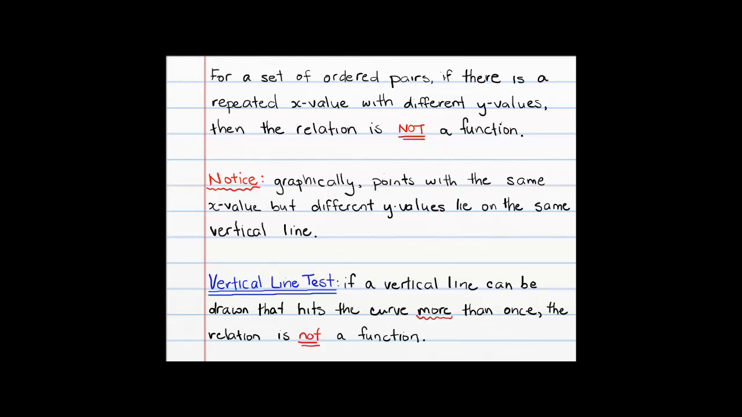That means that we can use what's called a vertical line test. If a vertical line can be drawn that hits a curve more than once, that relation would automatically not be a function. So we can use this vertical line test in order to test graphs and determine whether or not a relation is a function.